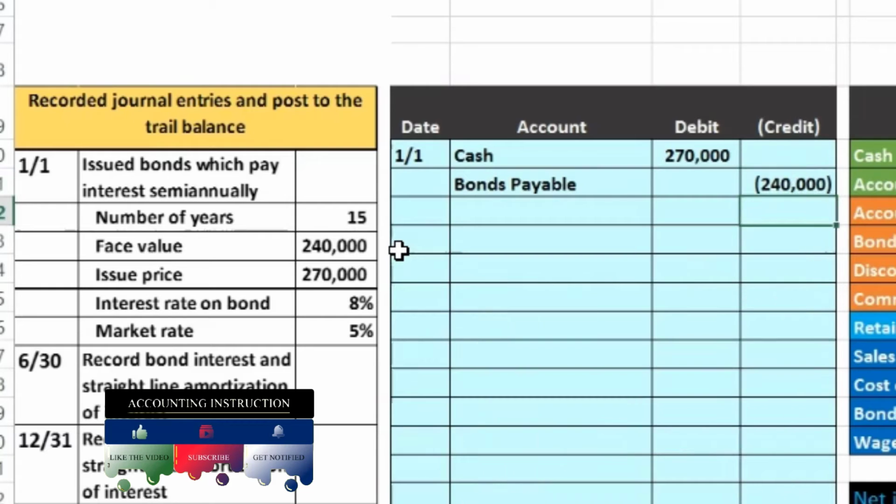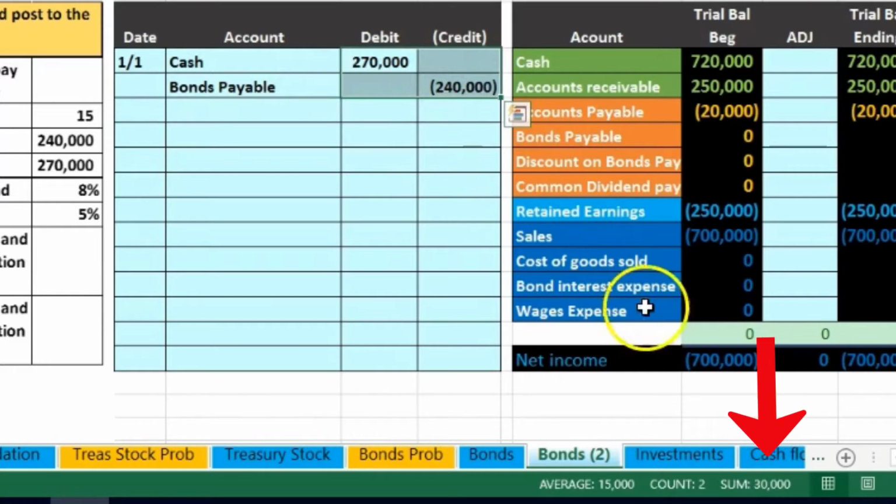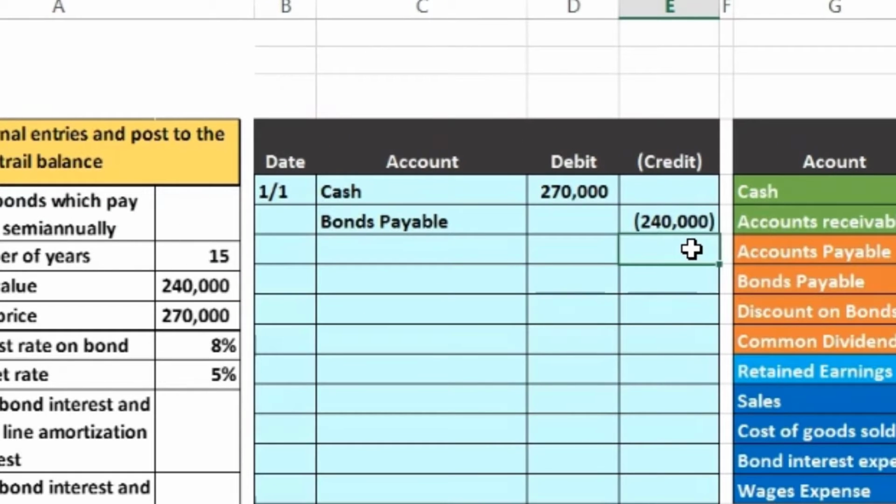There we have that. Now we can see that, of course, the debits do not equal the credits. We're out of balance by, in this case, $30,000. We need another $30,000 credit in order to put this thing in balance. We could think of that as the negative sum. I'm going to do this with a plug formula.